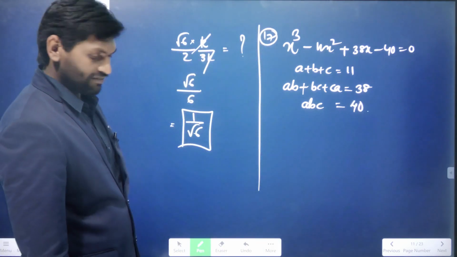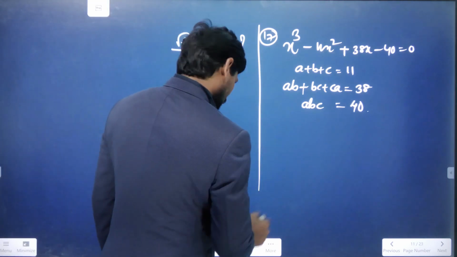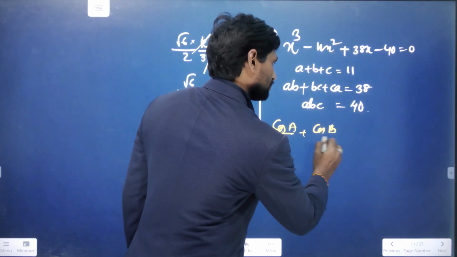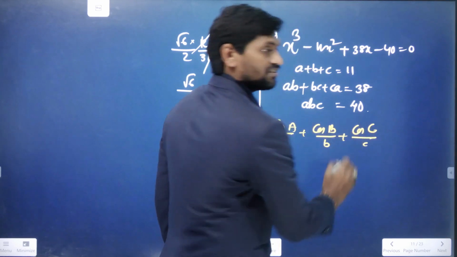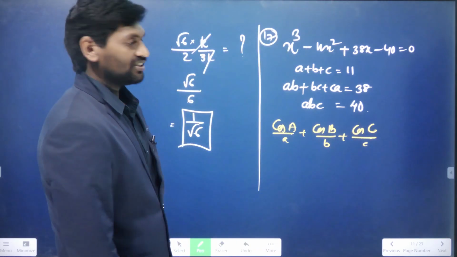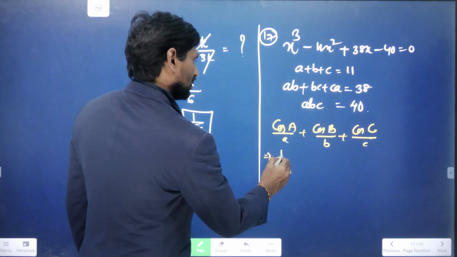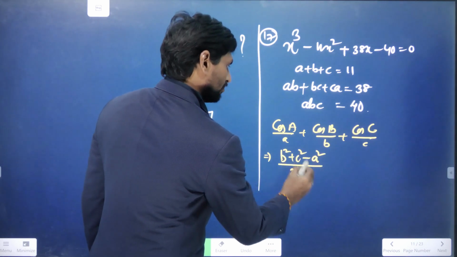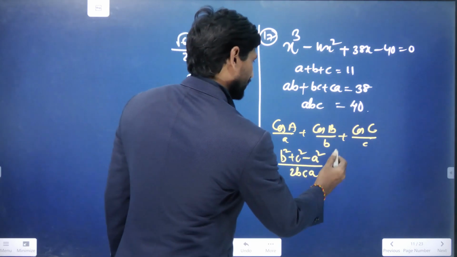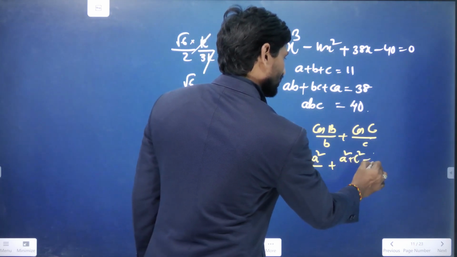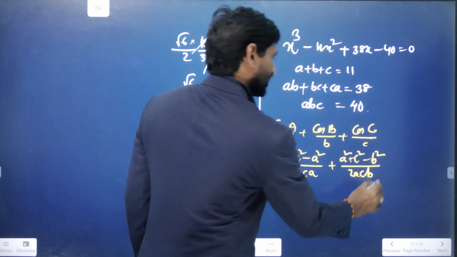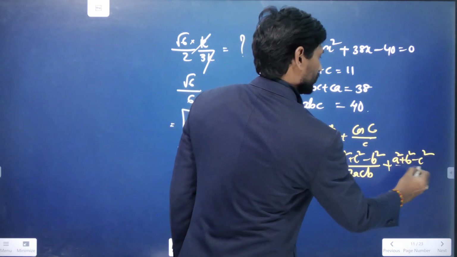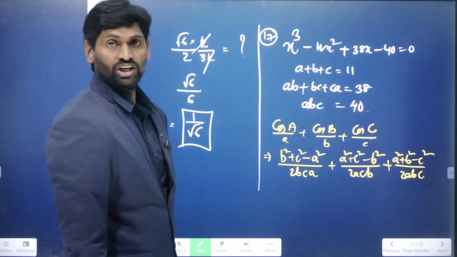Now we need to find the value of cos A by a plus cos B by b plus cos C by c. I am writing the formula here. Cos A means b square plus c square minus a square by 2bc, and the denominator a is already there. In the place of cos B I can write a square plus c square minus b square by 2ac, and the denominator is b. And the C term is a square plus b square minus c square by 2abc. So all have the same denominator 2abc.